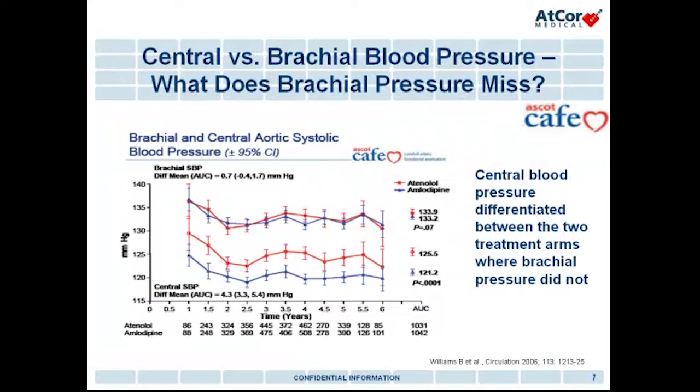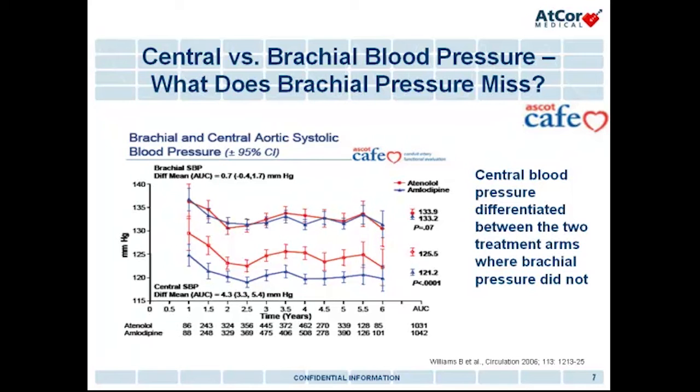So what does the brachial pressure miss? This was the point at which I became interested. I didn't even know about this technology until I started reading about the ASCOT trial. The ASCOT trial, as you can certainly remember, had several different branches, but there was a lipid-lowering arm. But the blood pressure arm was really a comparison of a thiazide diuretic and atenolol versus amlodipine and perindopril.